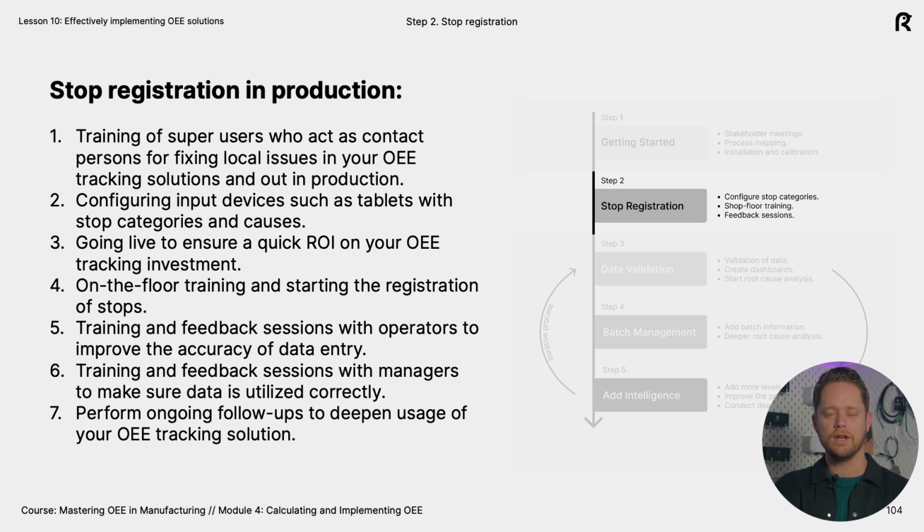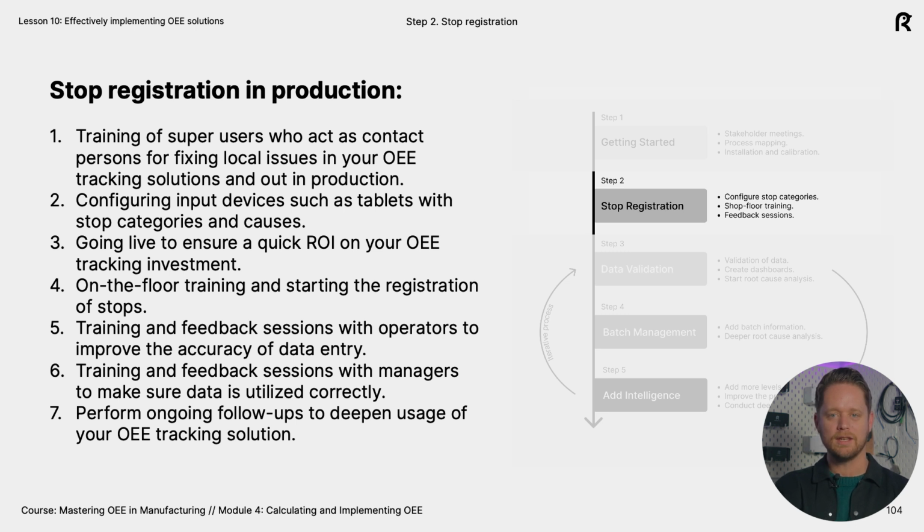Step 6 is training and feedback sessions with managers to make sure the data is utilized correctly. Step 7 is performing ongoing follow-ups to deepen usage of your OEE tracking solution. At FactBird, we suggest starting with a maximum of 20 main stop causes.